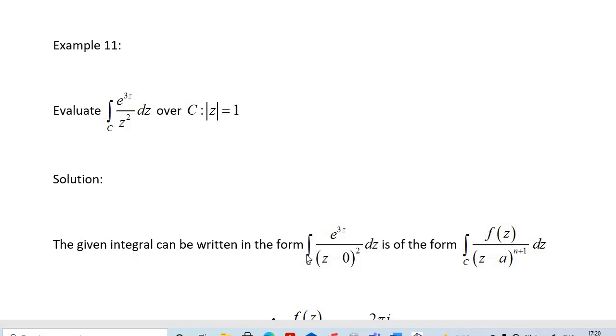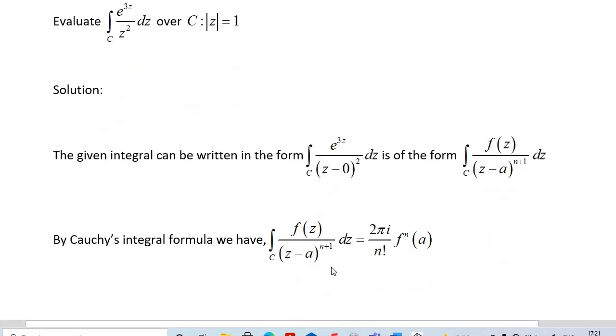So observe, the given integral can be written as the integration over C of e power 3z by (z minus 0) whole square dz, since z square is nothing but (z minus 0) whole square. This is of the form integration over C of f of z by (z minus a) whole square dz. So f of z is e power 3z, and a value is 0. Here we have 2, and 2 can be written as 1 plus 1. So n equal to 1. This is our Cauchy's integral formula.